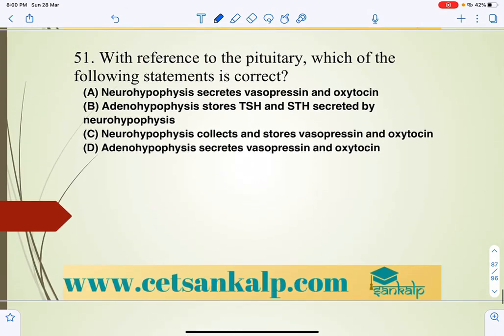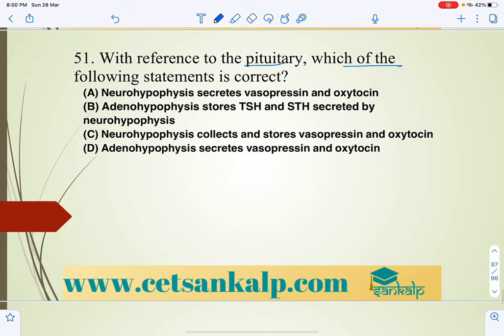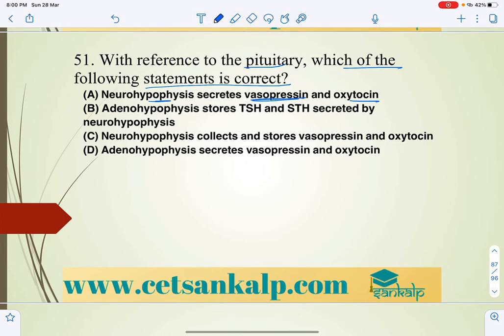Next, with reference to the pituitary, which of the following statements is correct? Neurohypophysis secretes vasopressin and oxytocin. Neurohypophysis means posterior pituitary. It won't secrete, it actually stores. It won't synthesize, it stores and releases.